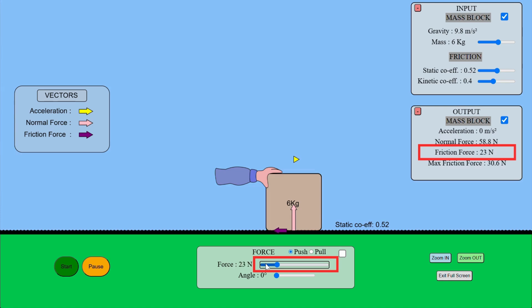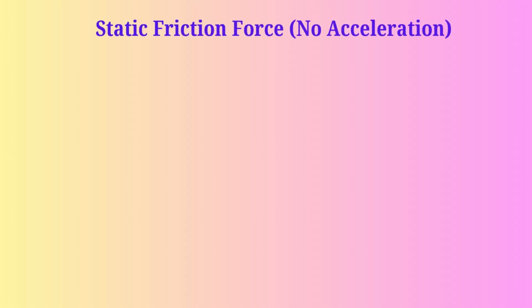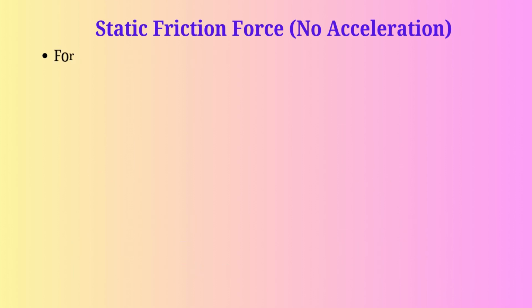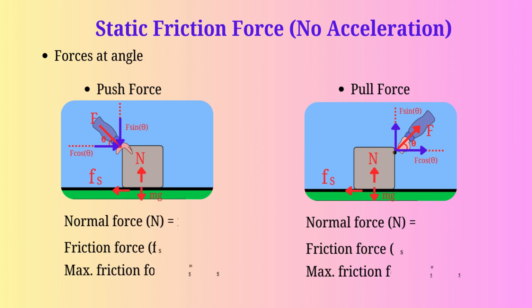Now, observe that as we increase the applied force, the static friction force also increases. This means the static friction force adjusts itself according to the applied force until it reaches the maximum static friction value. If we exceed the maximum value, the block will start to move, and the kinetic friction force will be applied. Now, for a block, if push or pull forces are applied in the horizontal direction, we can determine the forces using these formulas. Now, if forces are applied at an angle, we can determine the forces using these formulas.